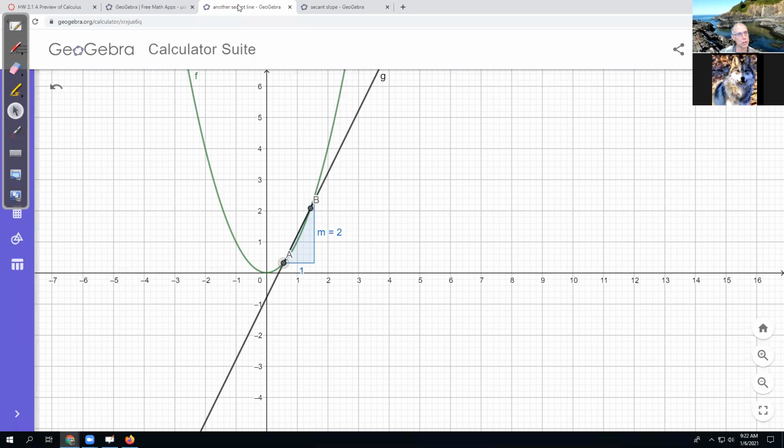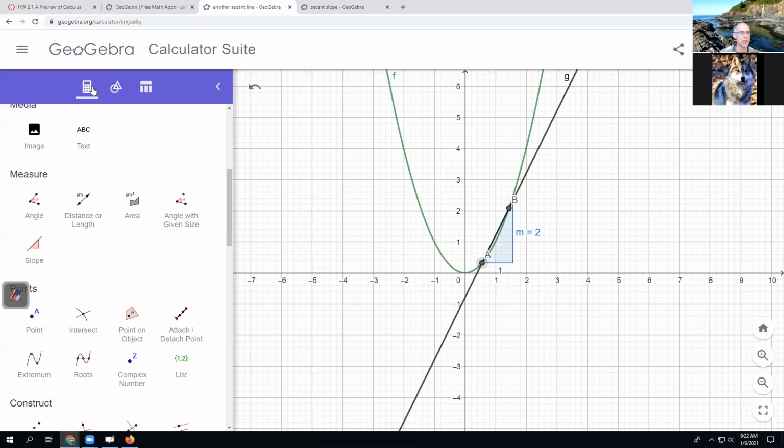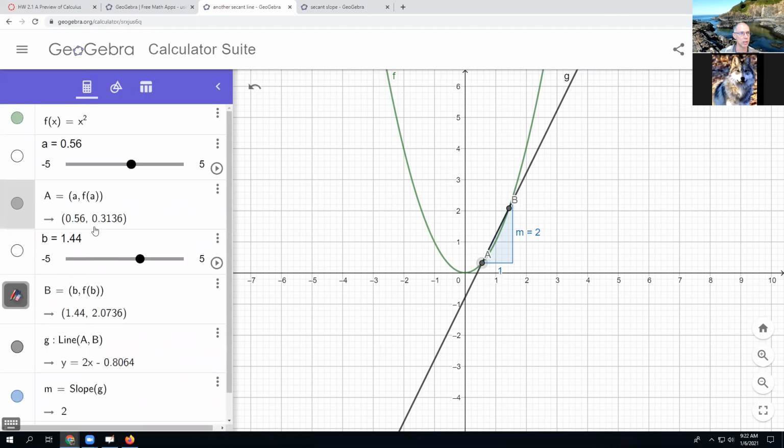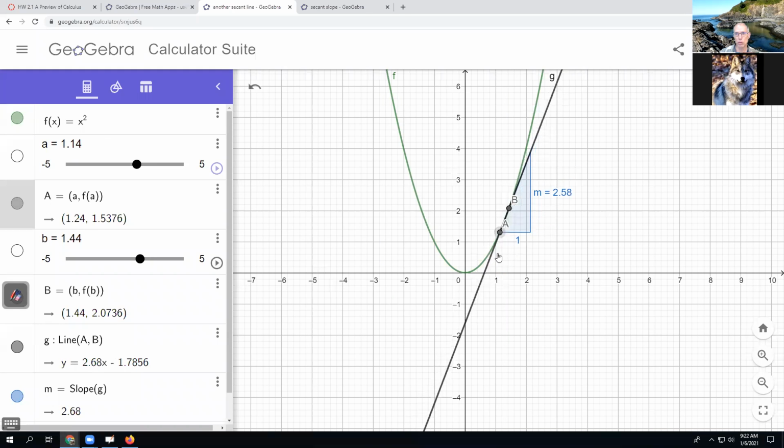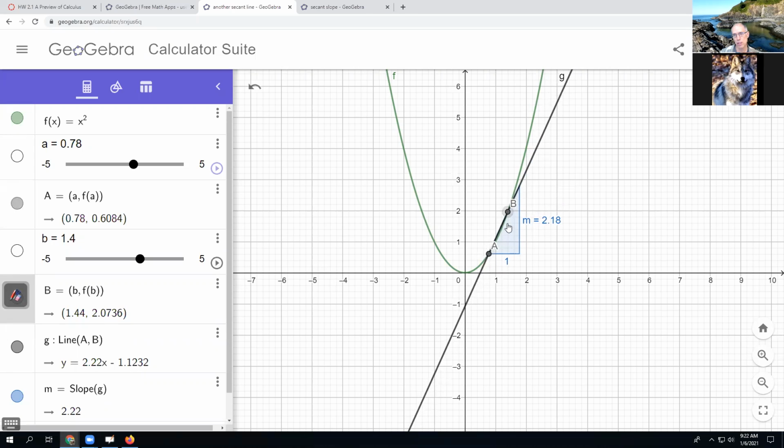All right, so I have 2 points, and the 2 points are movable, and as you move them, the slope will adjust. So what I want you to do is play around with these 2 points and see if you can estimate what is the slope when x equals 1. So that's the Kelsey and Abigail question. What is the slope when x equals 1? You want to move these points around and come up with your best estimate for that.